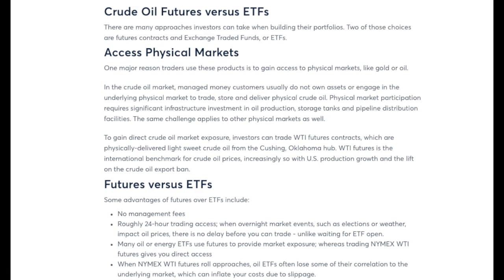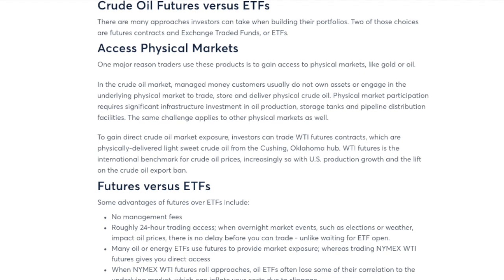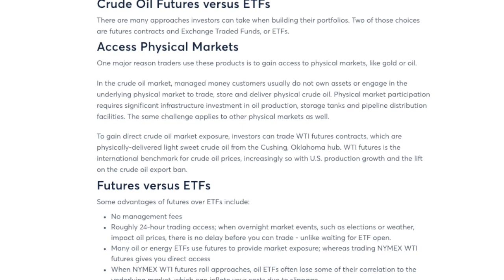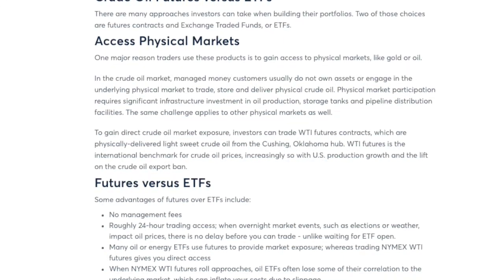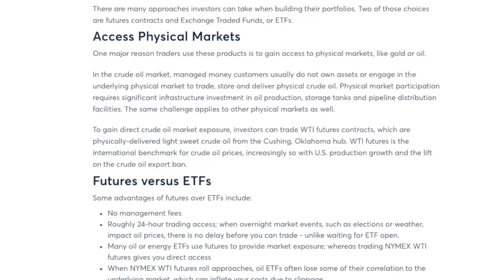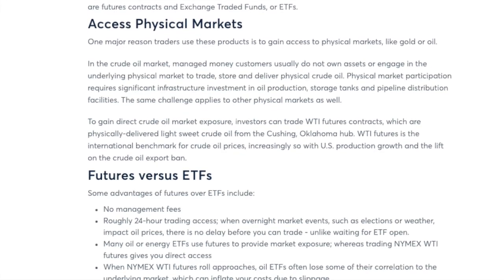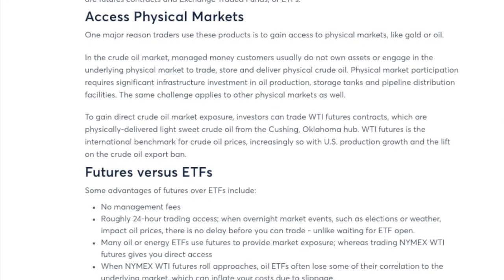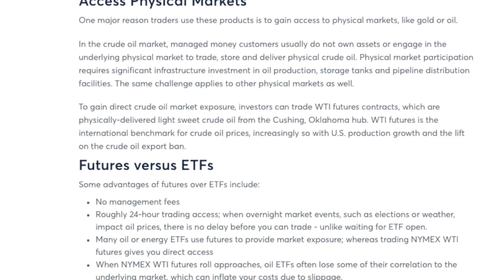Since USO invests in oil futures, what are the main differences between futures and the ETF? Some advantages of futures over ETFs include: number one, there is no management fee. Number two, roughly 24-hour trading access. When overnight market events such as elections, weather, or any other events impact oil prices, there is no delay before you can trade, unlike waiting for the ETF to open in the morning.